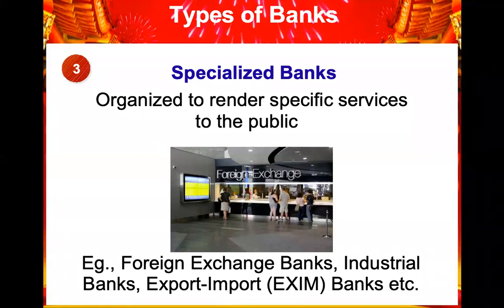specialized banks, वो होते हैं जो कि आपको provide करते हैं कोई specific service. जैसे कि we were talking about foreign exchange banks. So foreign exchange banks will be the ones which will be giving you the foreign exchange. That means the currency of any other country which I'll be needing, right?